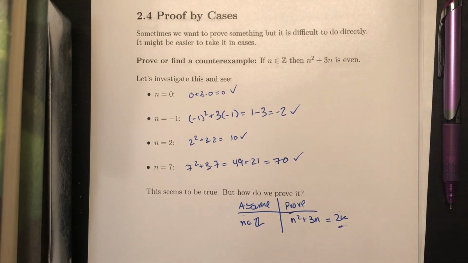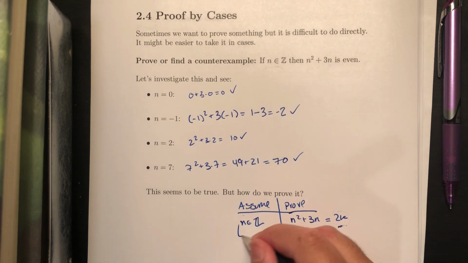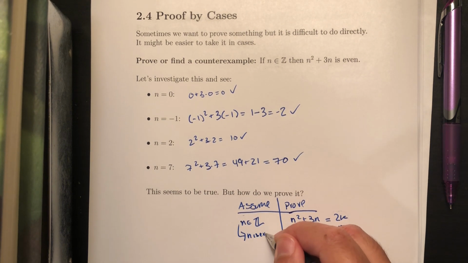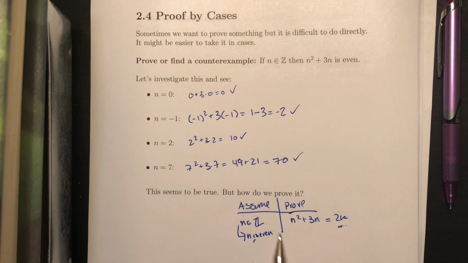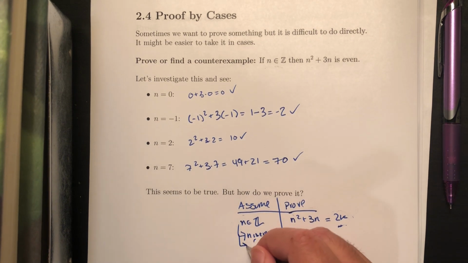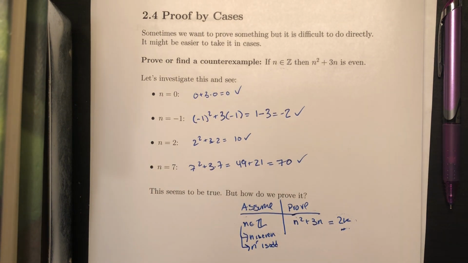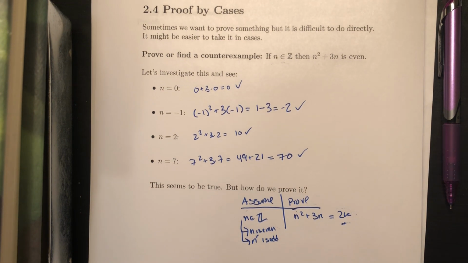This is where it might make sense to break it up into cases, because if I knew that n was even, then I could say n is expressed as 2 times an integer, and then I have something to work with to prove this side is true. But I don't necessarily know that n is even. It could also be that n is odd. One of those two things has to be true because every integer is either even or odd.